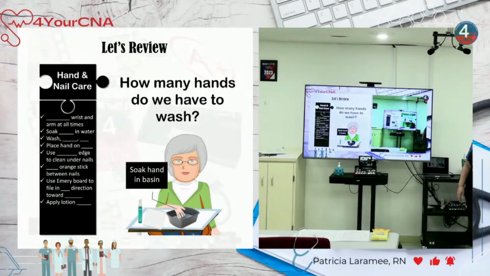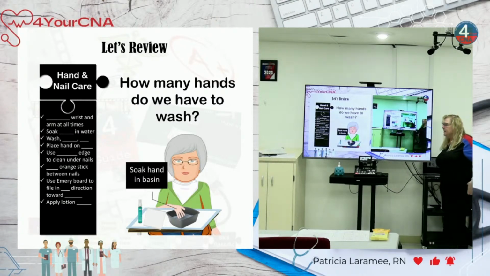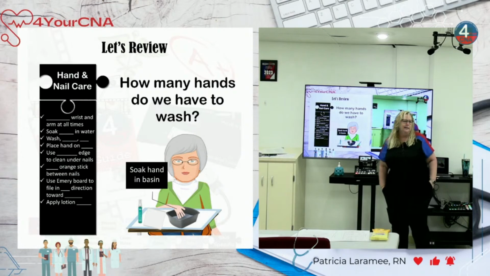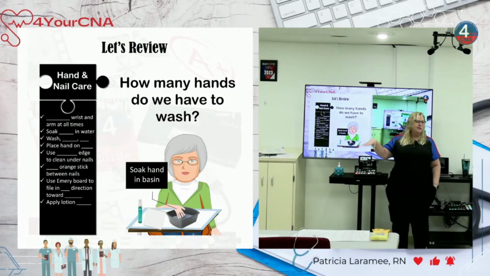Look at how much we've learned. So hand and nail care, we learned how to do this. This is a mini mani, guys. That's it, mini mani. We're going to soak the hand in water. We take it out to wash it. We put it back in to rinse it. We take it out to dry it. When it's out of the basin, what should it be resting on? A towel. Absolutely. We're going to file the edges, but how do we file?